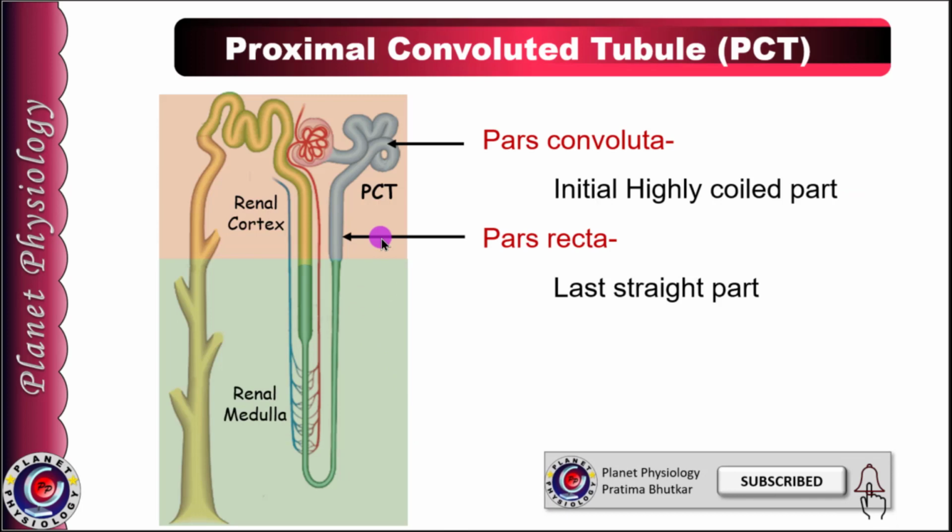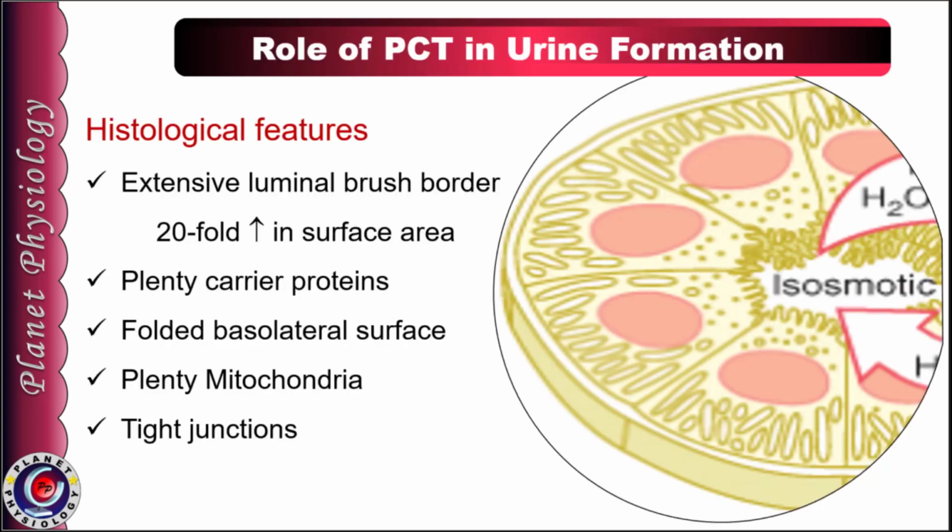The initial part of proximal convoluted tubule is highly coiled and hence called pars convoluta, while the later part is relatively straight and hence termed pars recta. There are some functional differences in the types of channels present in these two parts and hence their functions. In proximal convoluted tubule, epithelial cells possess extensive foldings and microvilli on their luminal side and hence it is known as brush border. This increases surface area for reabsorption by 20 times.